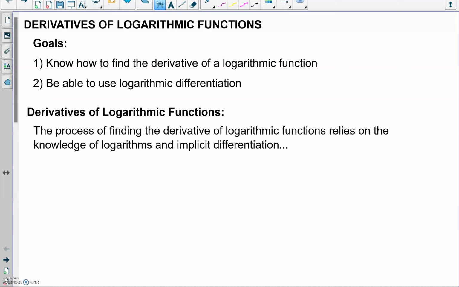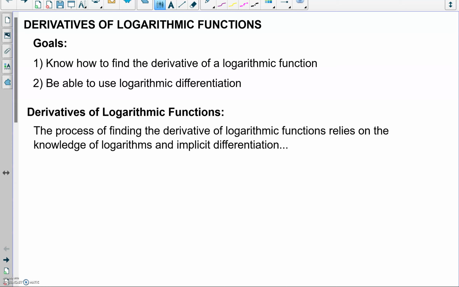Derivatives of logarithmic functions. Goals here: know how to find the derivative of a logarithmic function and be able to use logarithmic differentiation, which we're going to see is a useful technique for certain types of functions. So starting out, derivatives of logarithmic functions. The process of finding the derivative of logarithmic functions relies on the knowledge of logarithms and implicit differentiation.